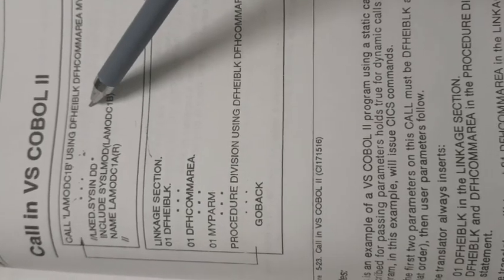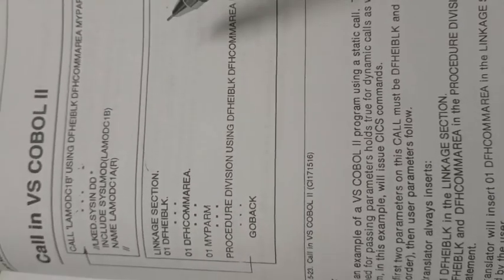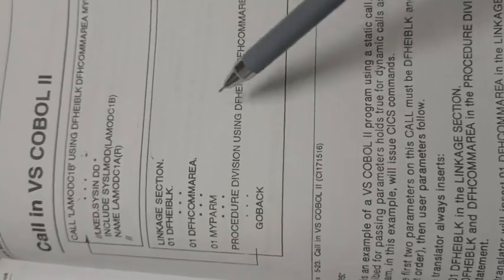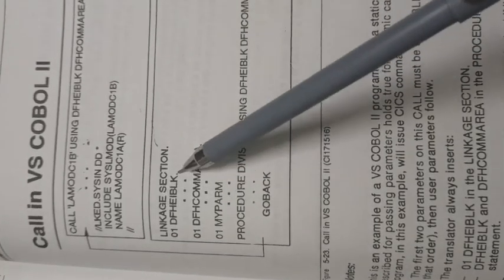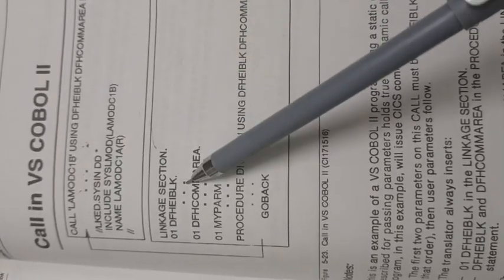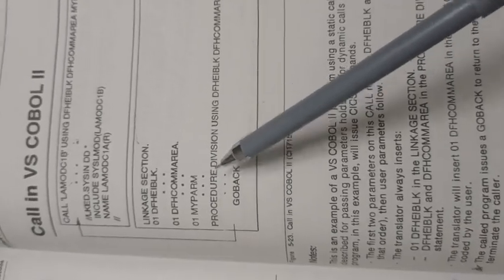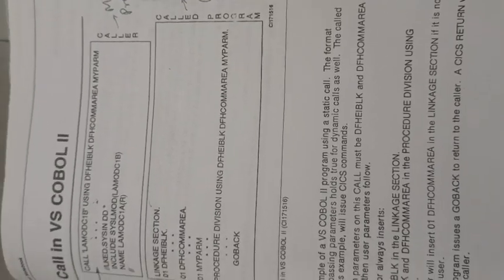We have to use the working storage field, DFHEIBLK, and DFHCOMMAREA, and the main program. The main program is whatever you are calling from, the area working storage field, and this is the main program, and this is the subprogram. To enter the subprogram, the fields are defined in the linkage section, and in the procedure division you use this command here as normal. This is the caller program, the main program, and this is the subprogram logic.